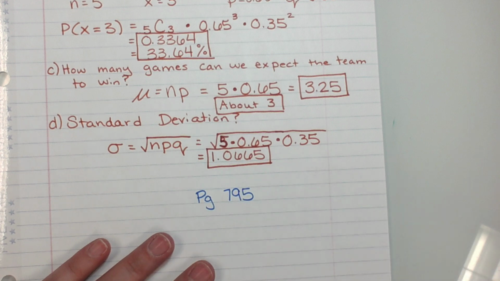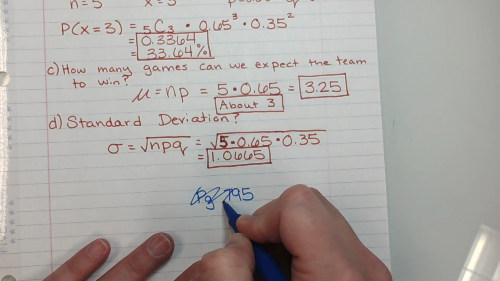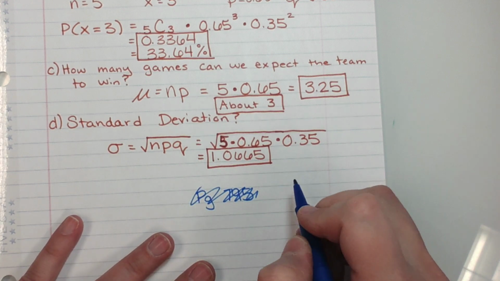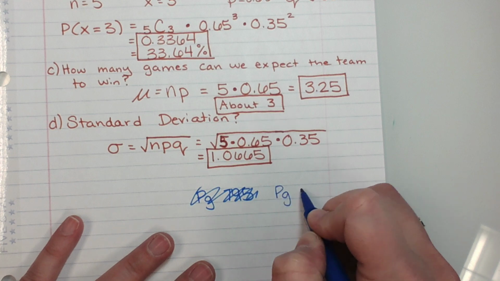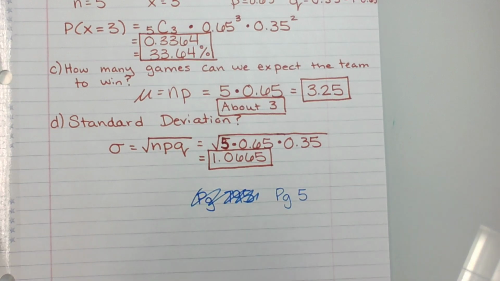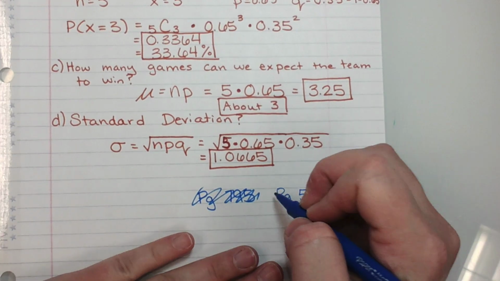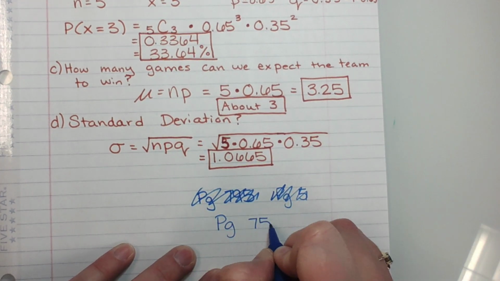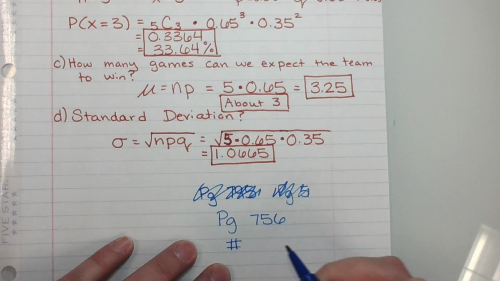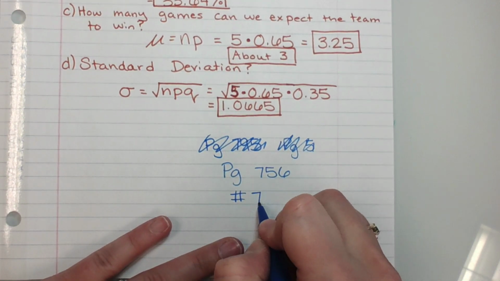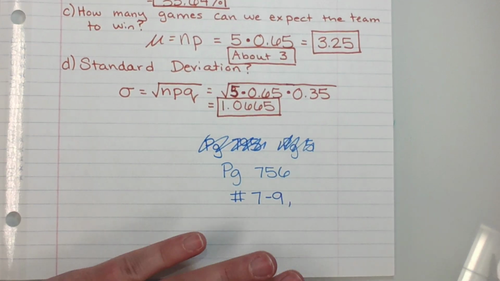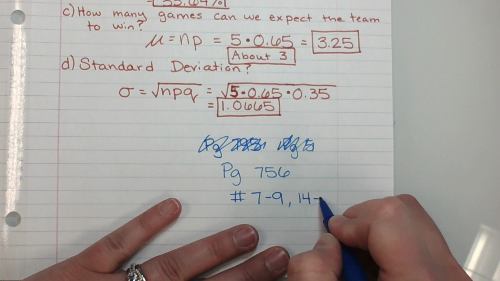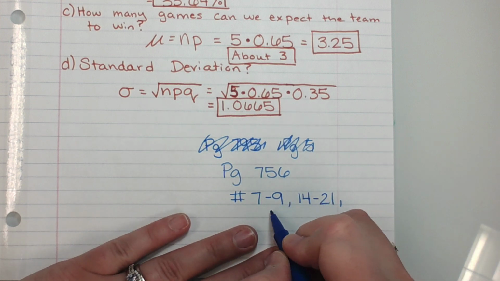We are on page 790. No, we are not. Let's try this again. You're on page 756. I can write the page number properly, I swear. Numbers 7 through 9, 14 through 21, and then 25 through 27.